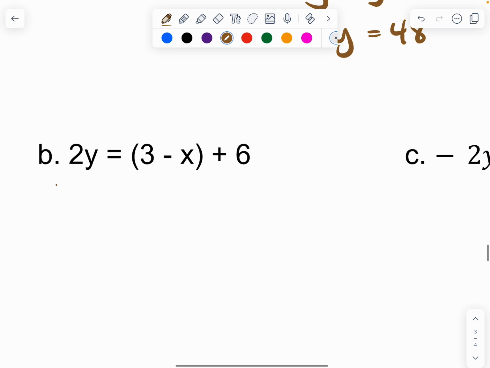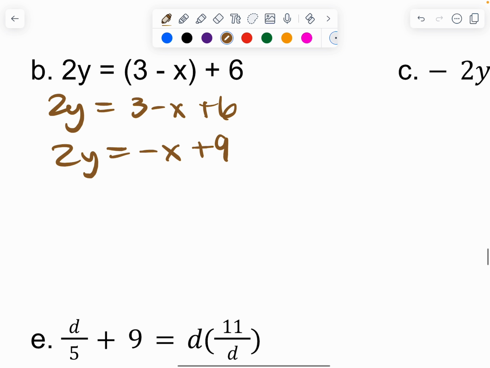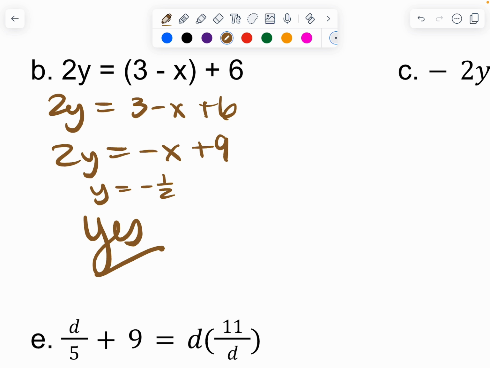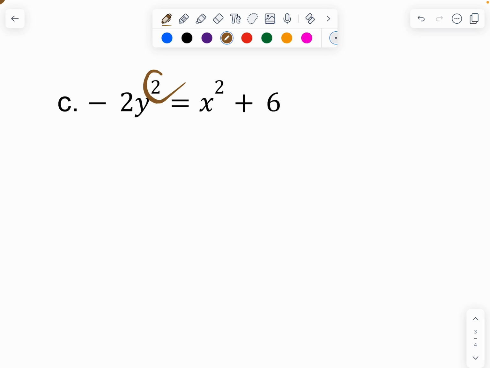Let's look at this one. 2y equals 3 minus x plus 6. 2y equals negative x plus 9. If I was to divide through by 2, then yes, that is linear. And just for you, I'll divide through. Okay? On this one, these have squareds. No.